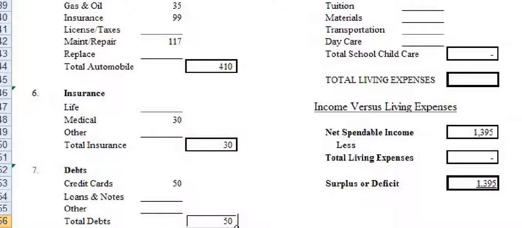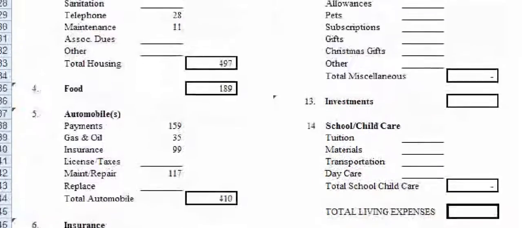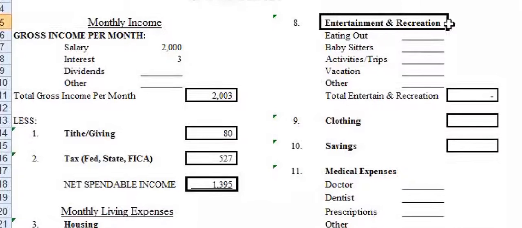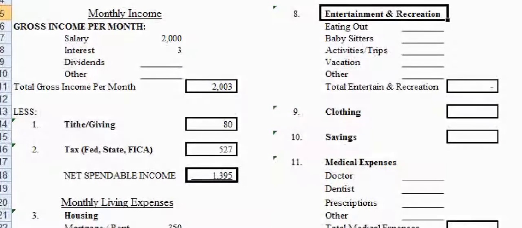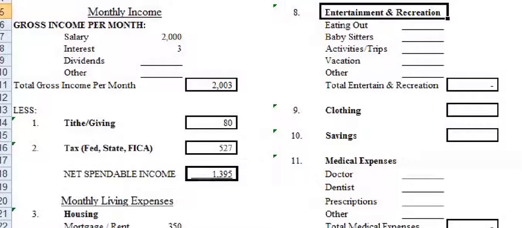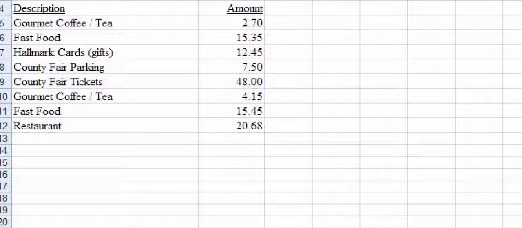At this point, we jump back to the top of the form and look at the right-hand column. The first item is entertainment and recreation, and all that Joe has spent on is eating out and activities and trips. His eating out is all in cash and credit card, so we'll click first on the Cash Spending List tab. On the list, there are 2 coffee/tea entries, 2 fast food entries, and 1 restaurant.